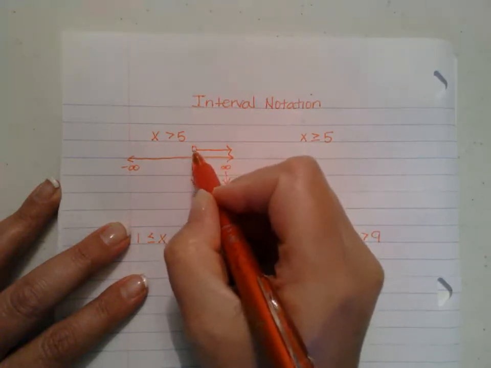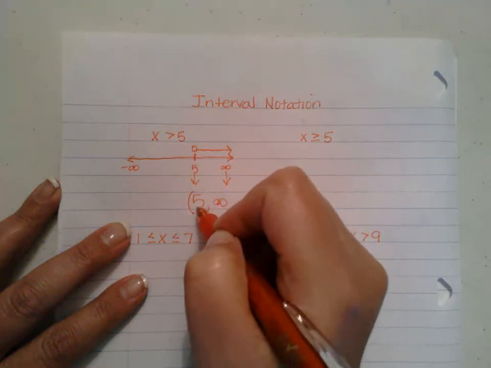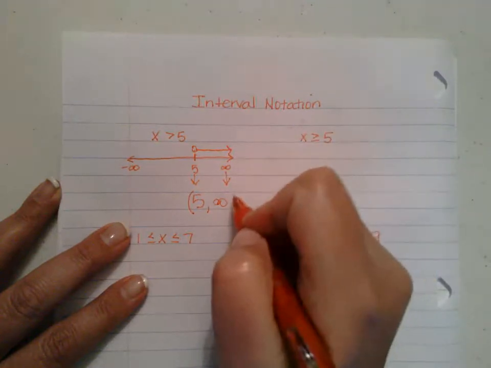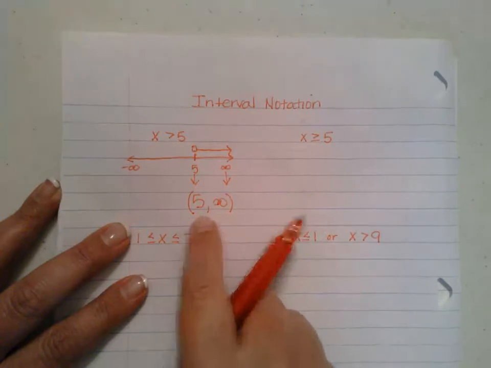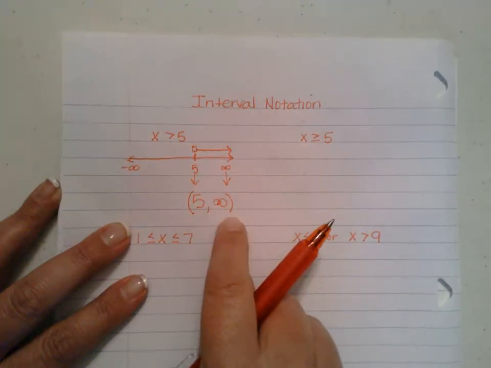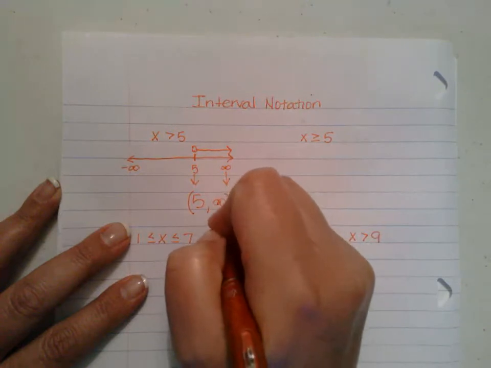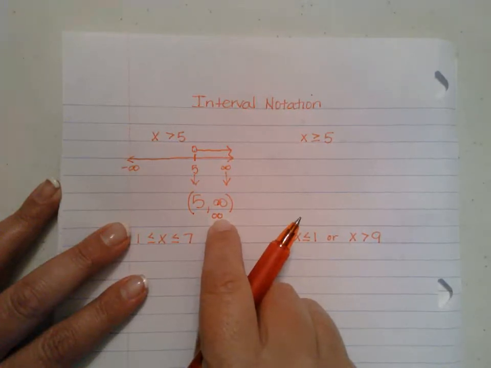Now if it's an open circle, you're going to use a parenthesis, but if it's a closed circle, you're going to use a bracket, and I'll show you that on this problem here. But infinity always has a parenthesis. So this here is how they're expecting you to put your answer. Though it does say in IMathAS that if you don't know where to find an infinity, just put two zeros next to each other and they'll take that as infinity.